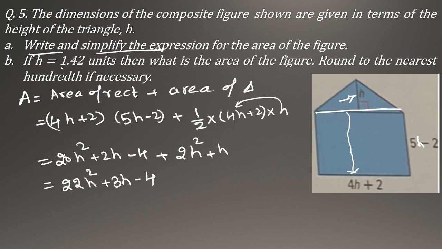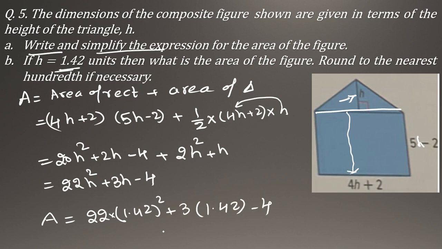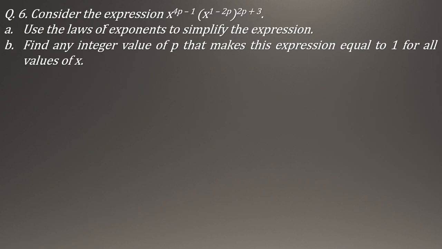Now they say if h is 1.2, then what is the area? So you write here h is 1.42. So just calculate this. 22 multiplied by 1.42 square plus 3 times 1.42 minus 4. Just calculate it, find the final answer, and if required then round the answer to the nearest hundredths place.